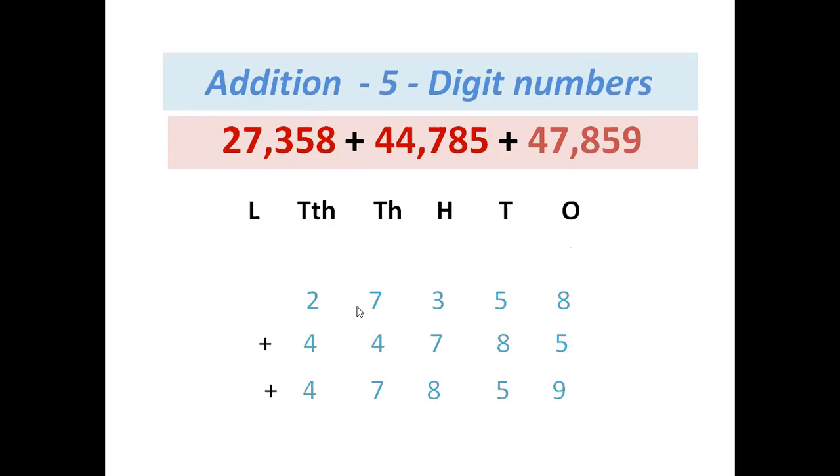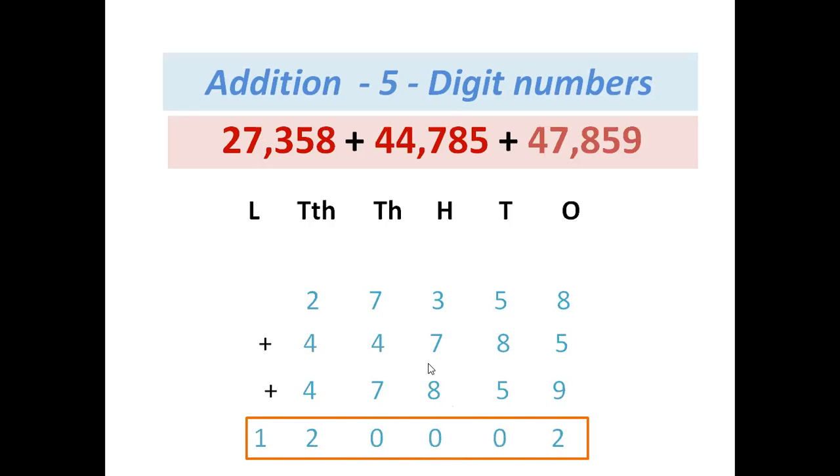Yes, you can see here 27,358 plus 44,785 plus 47,859. Let's see what answer we get. Oh, here we have got a lakhs digit number in the sum of all these addends, right? So let's read this. 1,20,002. Okay, that's the sum of these 3 addends.